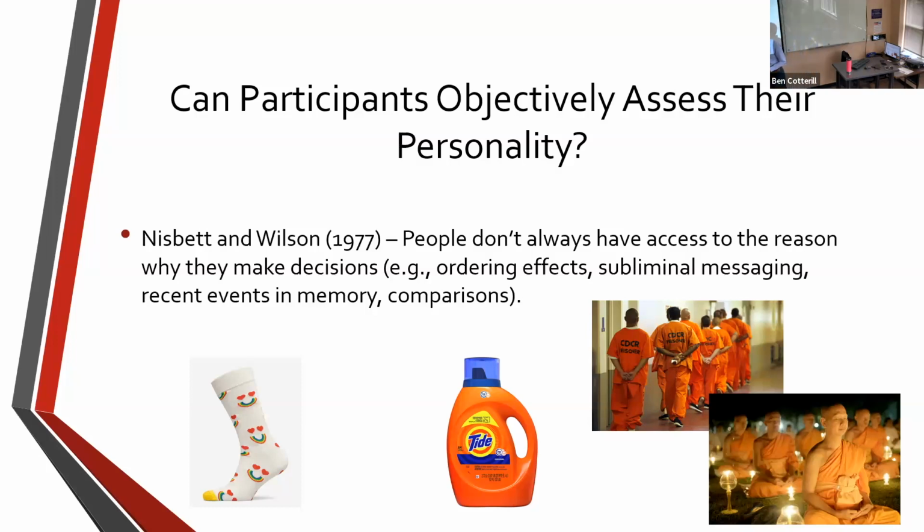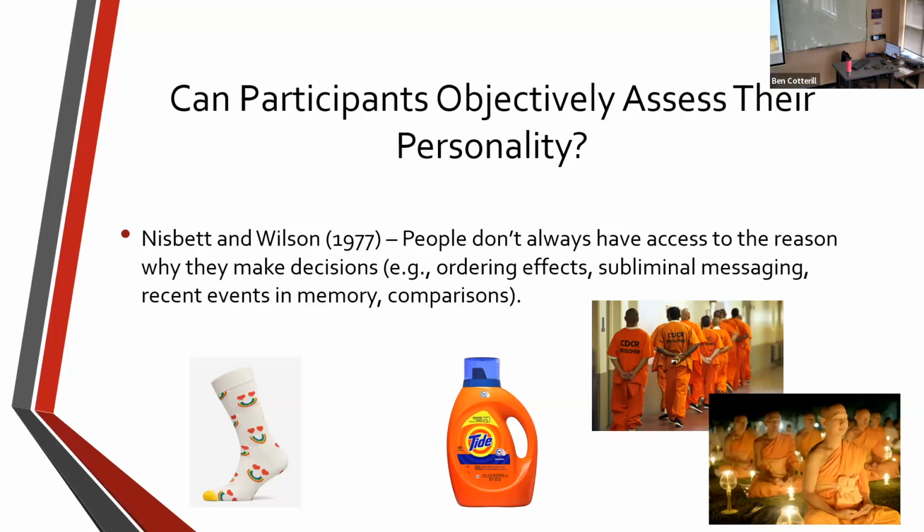So Nisbett and Wilson in '77 summed up in a good paper all of the issues that might affect people's objectivity when it comes to assessing themselves, and they had some experiments to demonstrate this. One potential factor that might impact results and stop people from being objective is ordering effects.